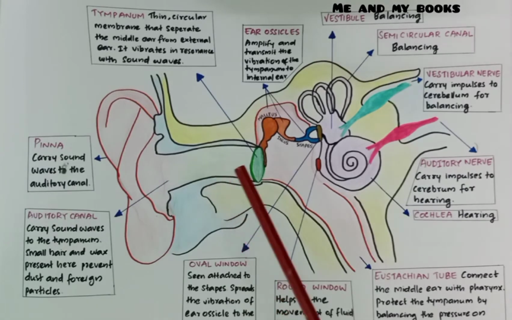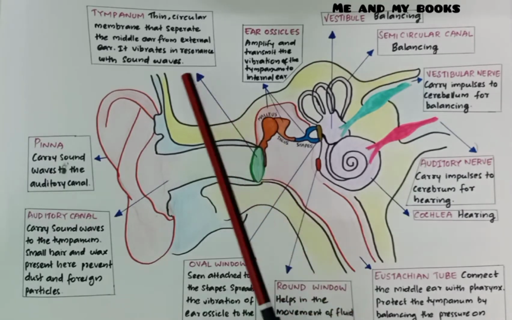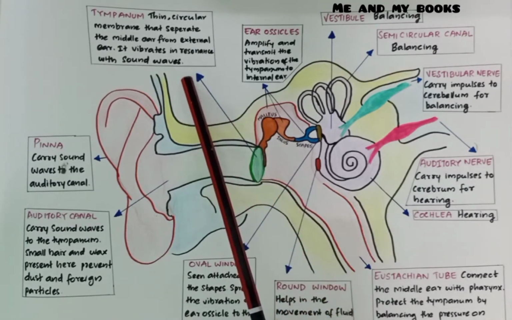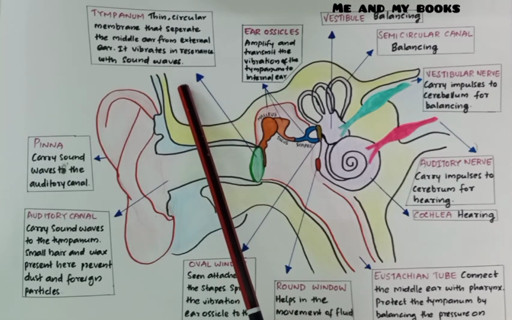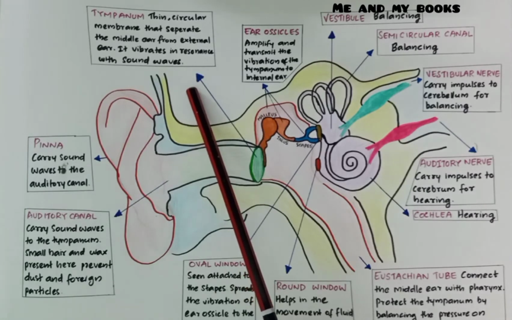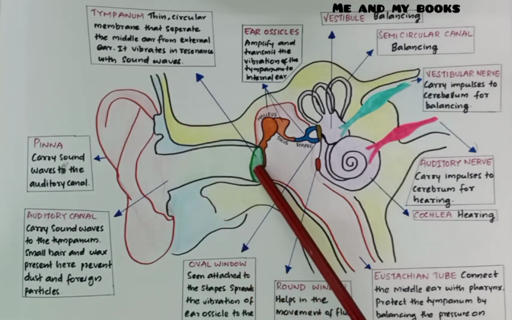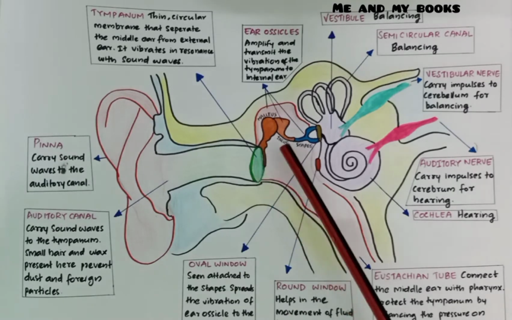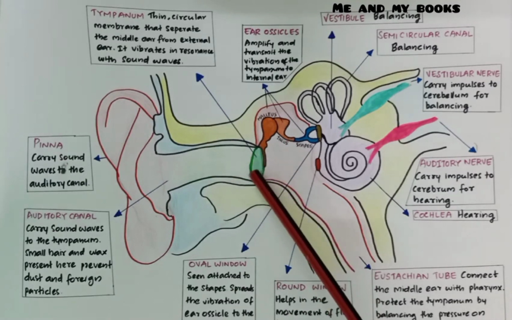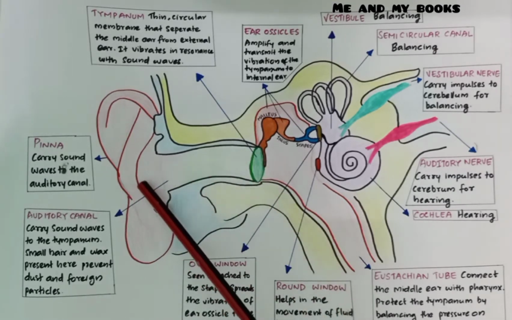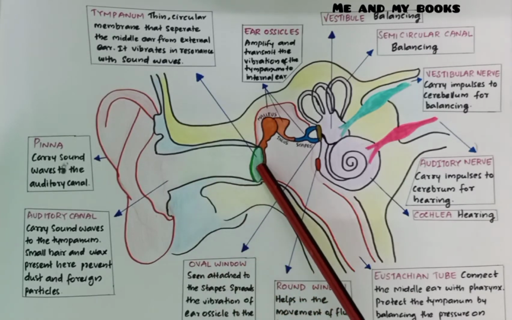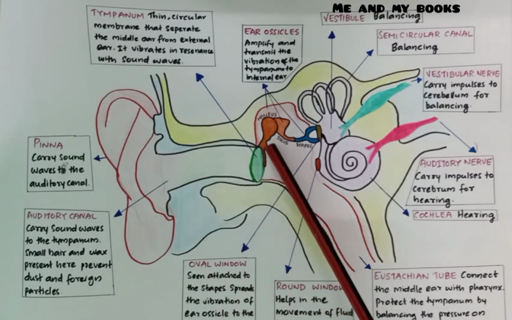The auditory canal ends with the tympanum. The tympanum, as I told, is a thin circular membrane separating the middle ear from the external ear. It vibrates in resonance with the sound wave. When a sound wave falls on it, it vibrates according to the pitch of the sound. It separates the external ear and the middle ear.